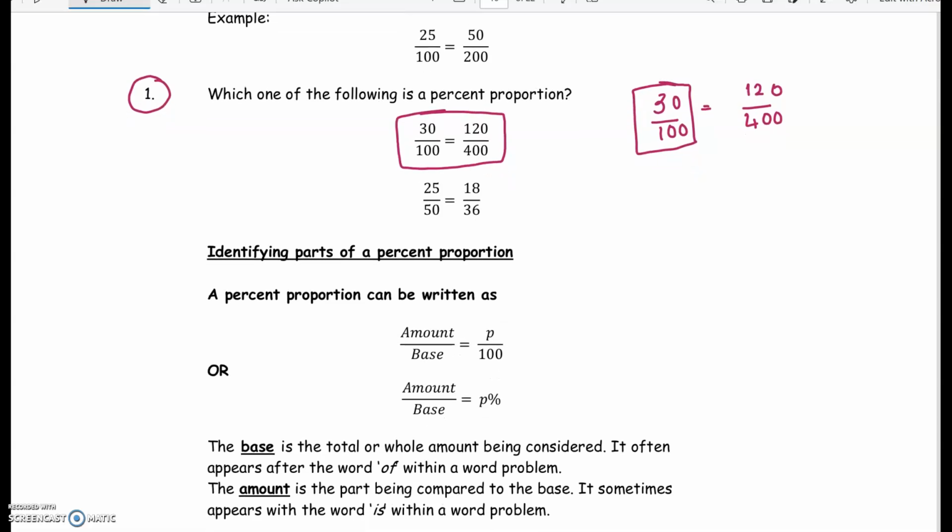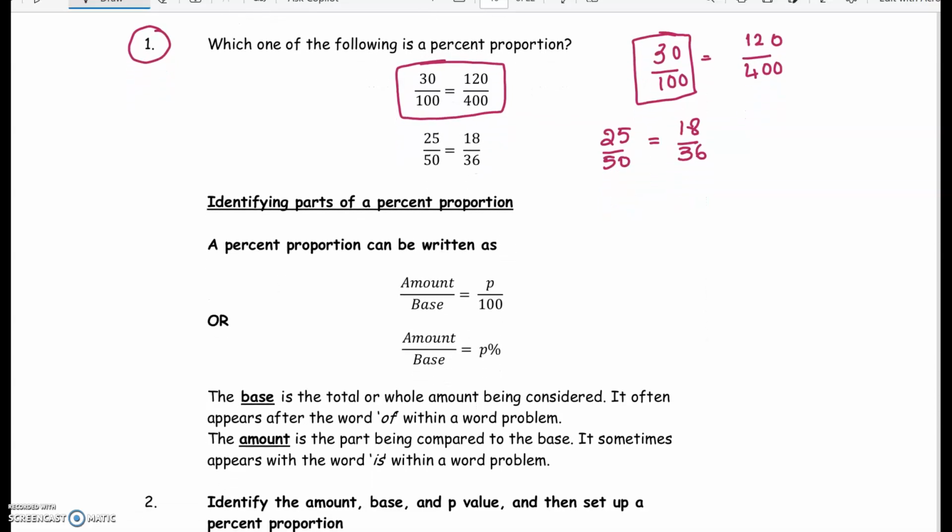Now this, the way it's given, it's not a percent proportion. 25 over 50 may or may not be equal to 18 over 36. We have to check by cross multiplying, but there is no percent on either side. The left side doesn't have 100 in the denominator. The right side does not have 100 in the denominator, so it's not a percent proportion.